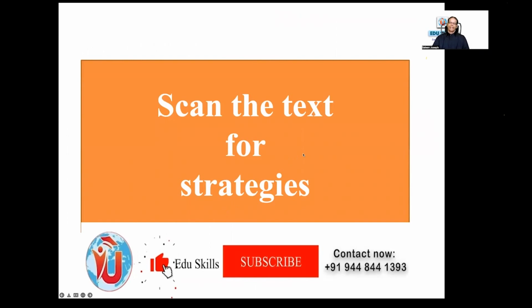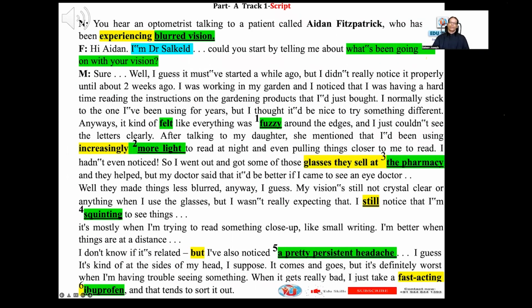So scan the text audio for strategy. Sorry, scan the script now. Script of the text of the audio. So let's check how it goes. Okay, now is it possible for you to play a game?